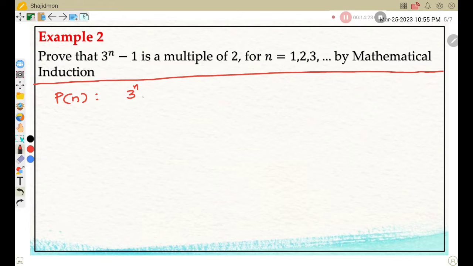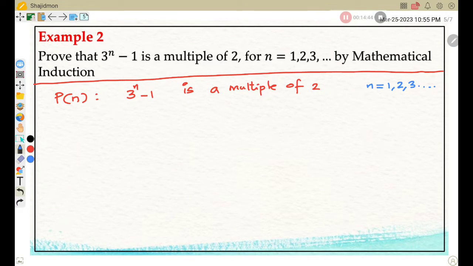3 power n minus 1 is a multiple of 2. This is our statement, correct? P of n means 3 power n minus 1 is a multiple of 2. N equal to what numbers? 1, 2, 3, like that it is going, correct?